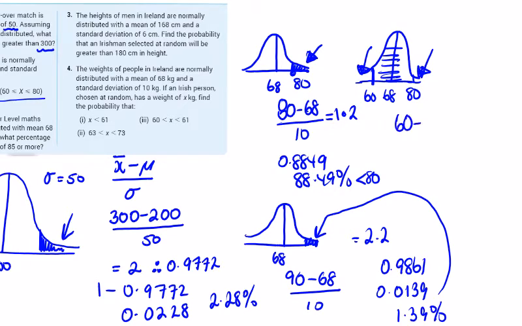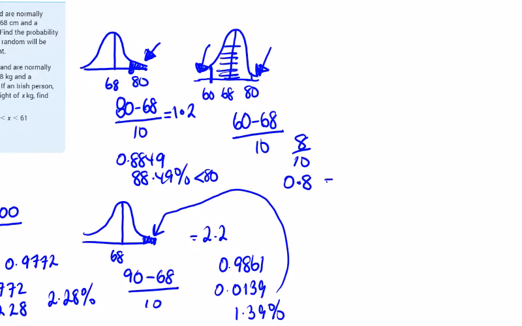So we test 60. You can do 68 minus 60. We're just looking at the negative part up here, but it doesn't really matter. So we're going to have minus 8 over 10. I'm just going to reverse that around and call it 8 over 10, or 0.8. So a z-score of 0.8 is going to give me 0.7881.